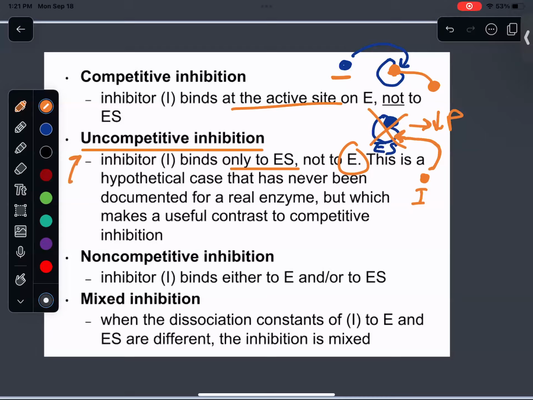Now, that is not to be confused with non-competitive inhibition. This un and this non can get a little bit confusing for some people, and I know it was for me. I tried to think of mnemonics, but I just ended up memorizing it, guys. And that's what it comes down to at the end of the day for a lot of these things: can you memorize this or not?